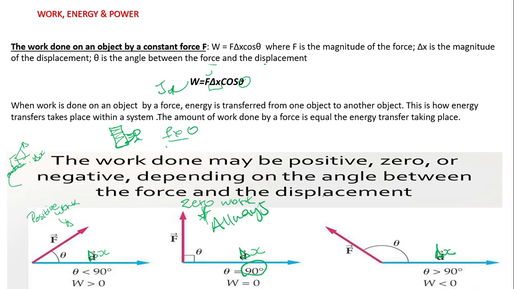Here is when we are having negative work done. Our angle will be greater than 90. Once our angle is 91, it starts to be negative, because now the direction of the force and the direction of the displacement are facing in opposite directions, and hence we're getting negative work done.